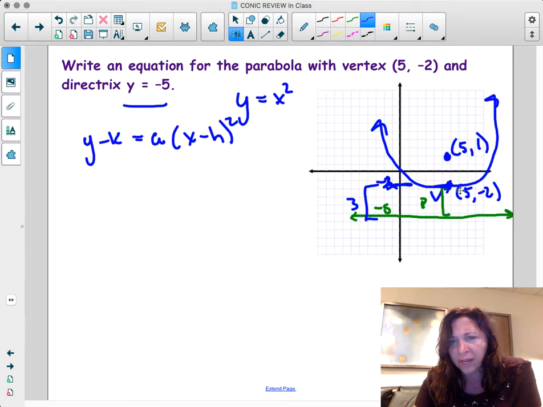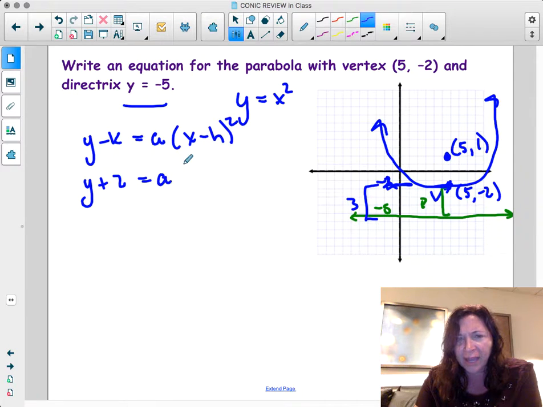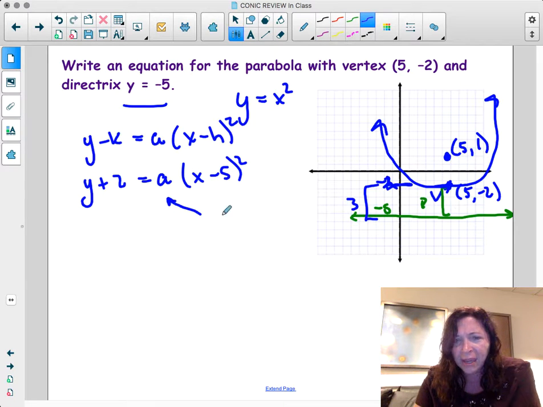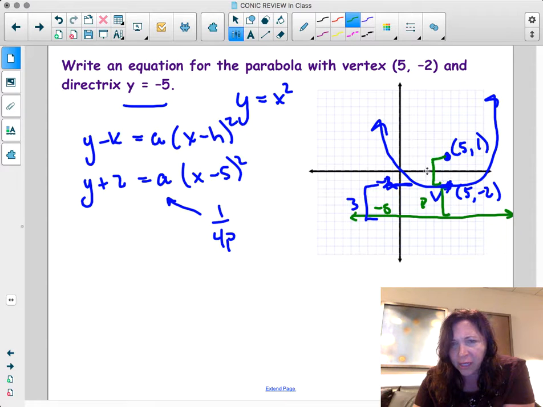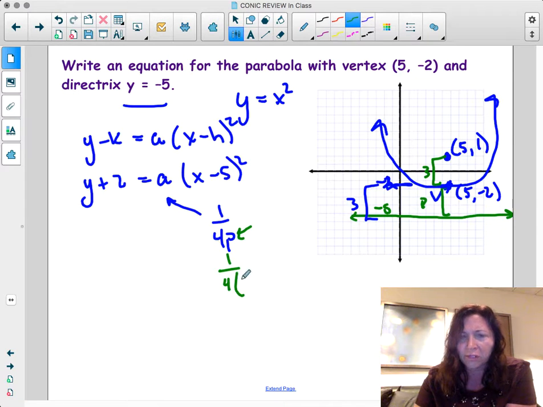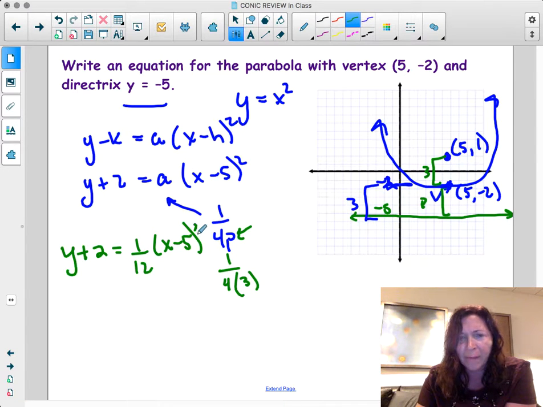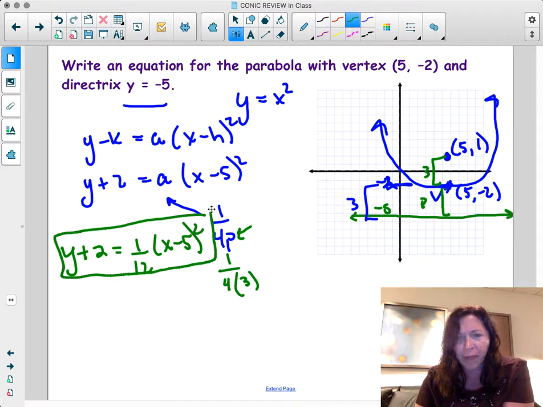So what we have here is my vertex is at (5, -2). So we're going to go y plus 2 is equal to a times the quantity x minus 5 quantity squared. We're almost there with the equation. We know that a is equal to 1 over 4p. We know that p, this distance from here to here, is 3. So it's as if it's 4 times 3, which is 12. So my equation for my parabola is going to be y plus 2 equals 1 over 12 times the quantity x minus 5 quantity squared. And so that's the equation of my parabola.